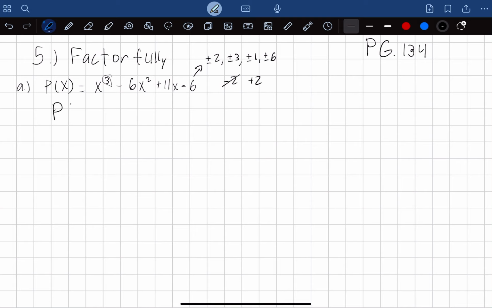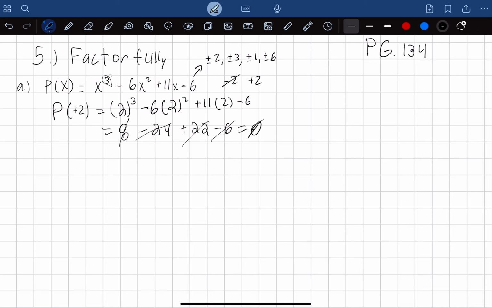So now we're going to look at the function at positive 2, or in other words, 2 cubed minus 6 times 2 squared plus 11 times 2 minus 6, which is 8 minus 24 plus 22 minus 6. I can see that these equate to negative 30, and this equates to positive 30, so this is going to equal 0. Which tells us that one of the factors is x minus 2.